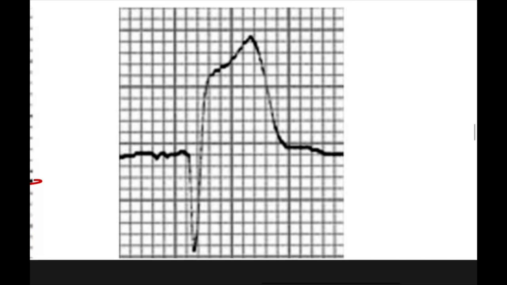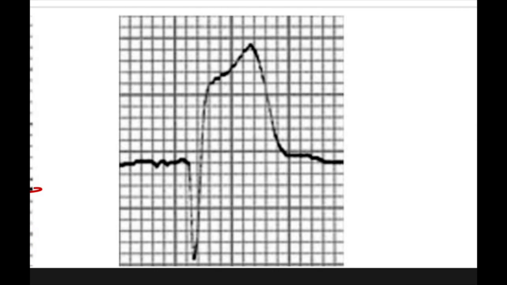Let's have another look at this one. We might as well keep zoomed in, right? So we have our baseline. The QS wave comes up. You see how we have this flattening. So that would be the J point. So then we would go down here. So it'd be 1, 2, 3, 4, 5, 6, 7 millimeters of elevation.